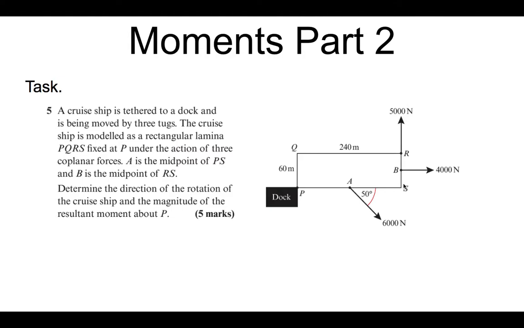So we've got this 5,000 force, this 4,000 force, and this 6,000 force. A is the midpoint of PS. So if that's 240, that's 120, and B is the midpoint of RS. So if that's 60, this distance is 30. And remember, when we're working out the moment, it's the distance to the line of action of the force. So if that force acts in that direction, the distance to that force is just 30. These two will be at right angles, so it's just the magnitude of the force times the distance.